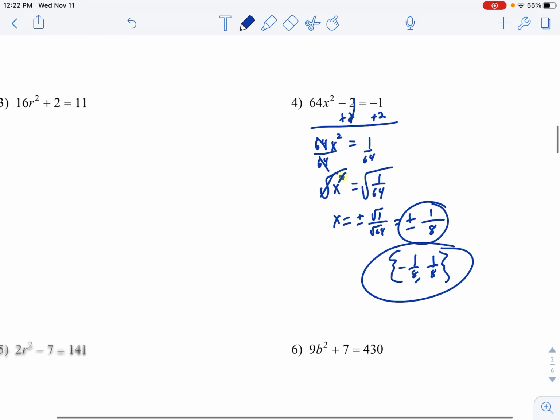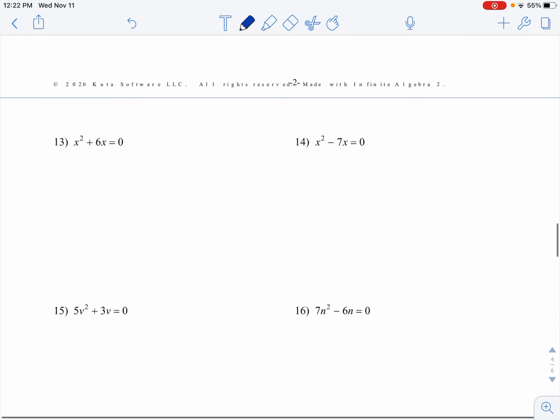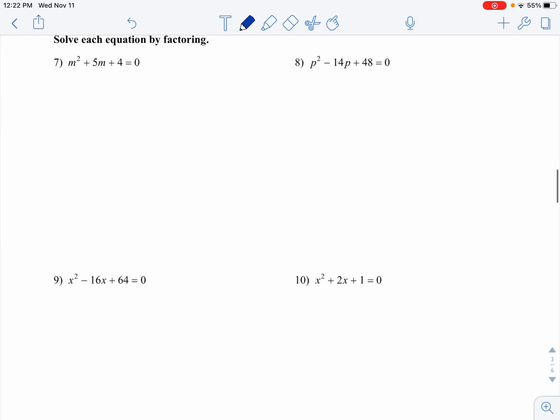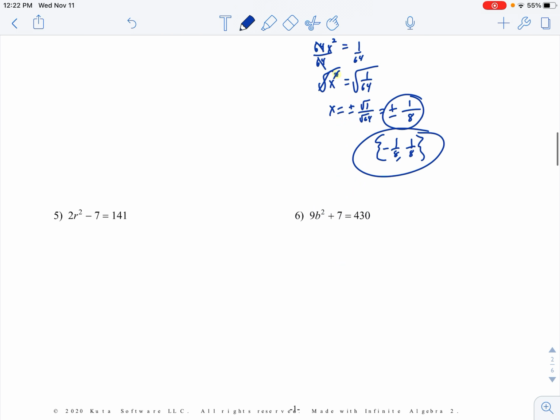Okay, that's going to be the last time I write my answer like that. It's just too much writing. Pain in the anatomy. And there it is. That's right. Okay, let's look at number 6.